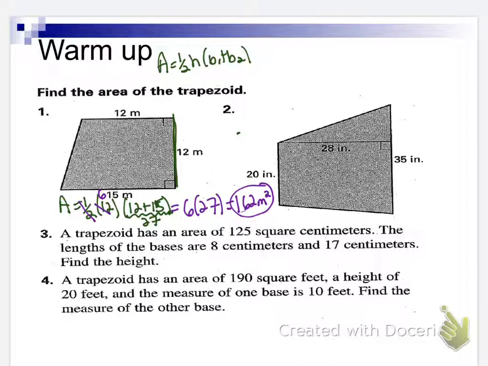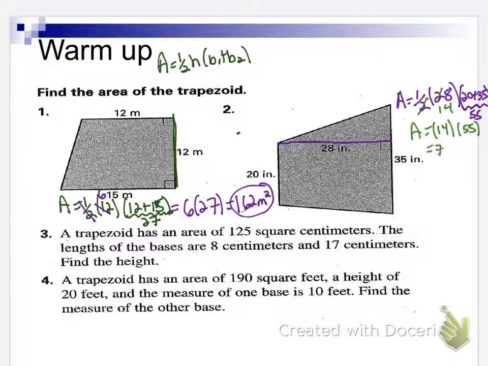Okay, we're going to be using the same information for the second one. Now you just notice the trapezoid is on its side. So you still have area equals 1/2. And then our height now, again, it's what joins those parallel bases. So it says 28 times 20 plus 35. Well, 20 plus 35 is 55. And we know that half of 28 is going to be 14. So area equals 14 times 55. And if I put that in my calculator, I get 770 inches squared.